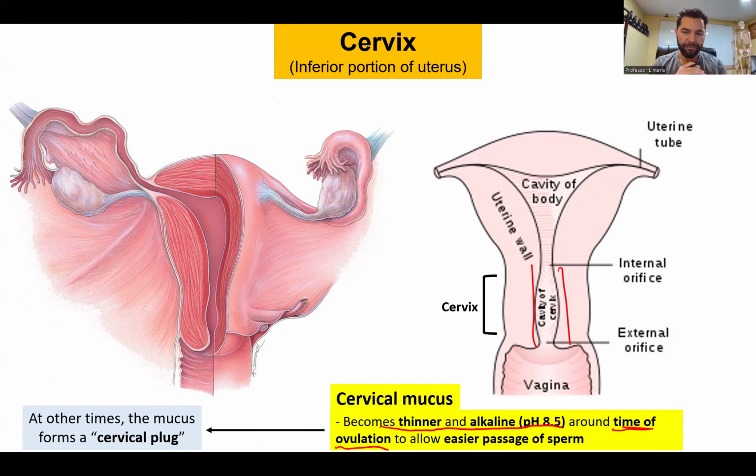thinning out the mucus. The mucus would make it harder for the sperm to swim. So we thin out that mucus and we change the pH a little bit more alkaline. So it's a little bit more favorable and a little bit easier passage, if you will, for sperm. At other times, that mucus is way thicker and is going to make it very, very difficult for the sperm to swim. And it creates what we call the cervical plug because there's no fertilization that can occur there because there's no oocyte.